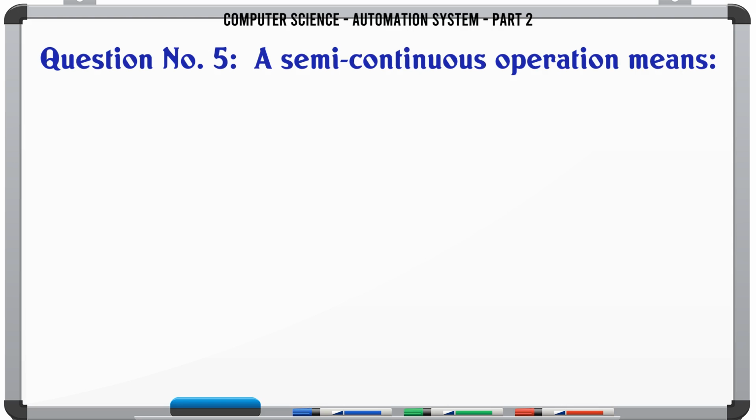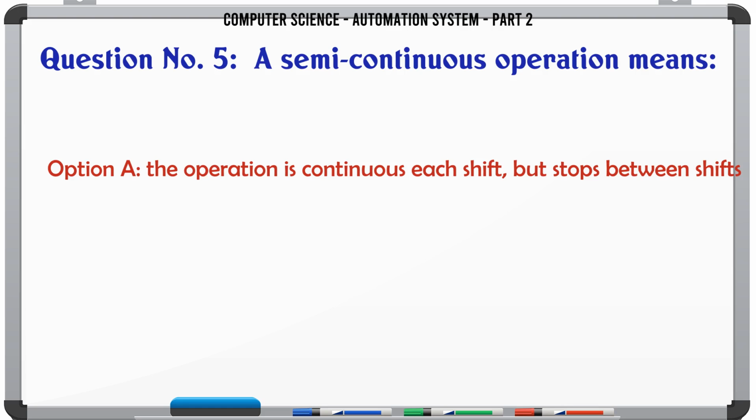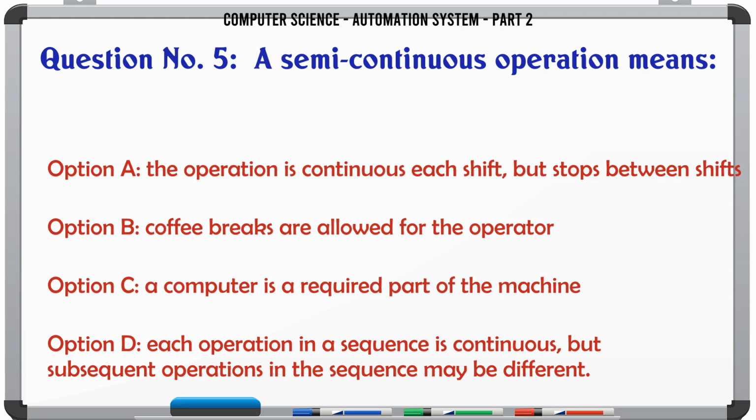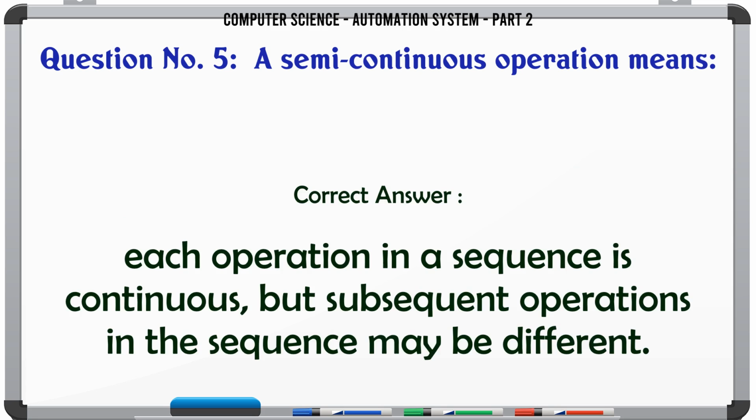A semi-continuous operation means A. The operation is continuous each shift but stops between shifts. B. Coffee breaks are allowed for the operator. C. A computer is a required part of the machine. D. Each operation in a sequence is continuous but subsequent operations in the sequence may be different. The correct answer is each operation in a sequence is continuous but subsequent operations in the sequence may be different.